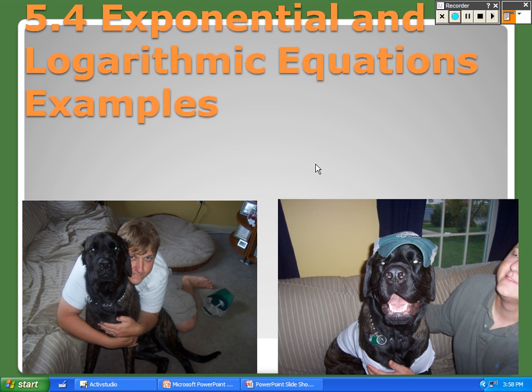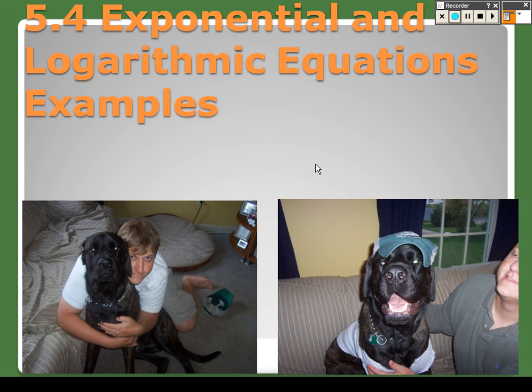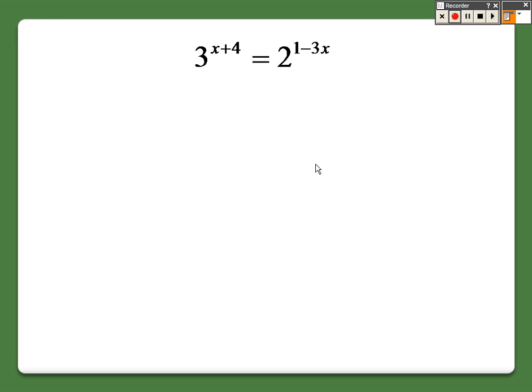Okay, so 5.4, some more examples here on exponential and logarithmic equations for you. So remember the little rule with this one, the bases. Can we make the bases the same? No, we can't. So to do this, rewrite it with logs: take whatever's up top and move it out to the front with the logs there.